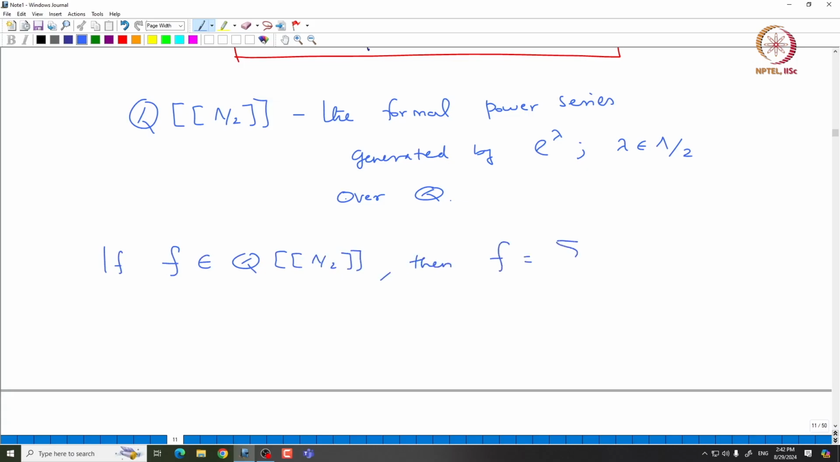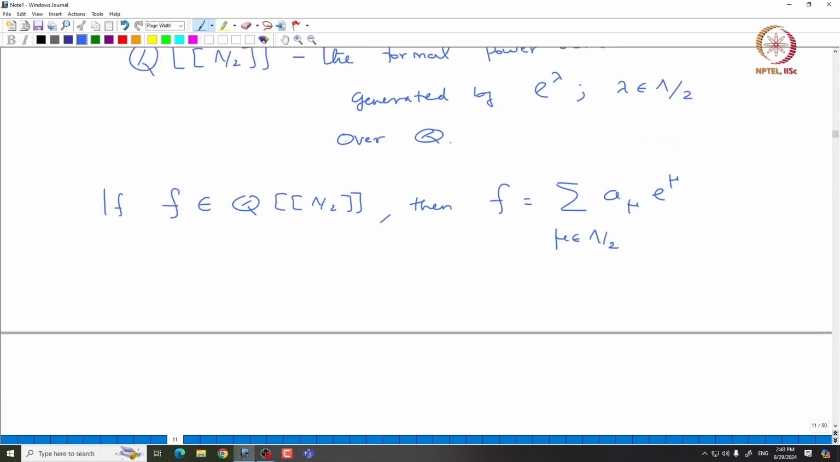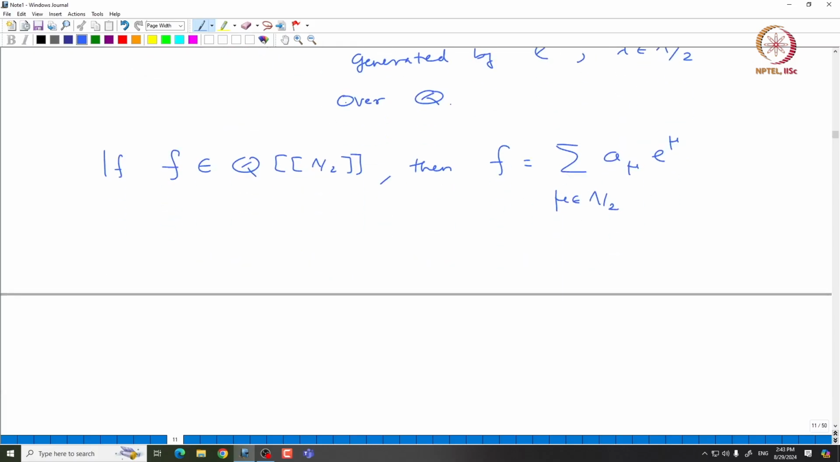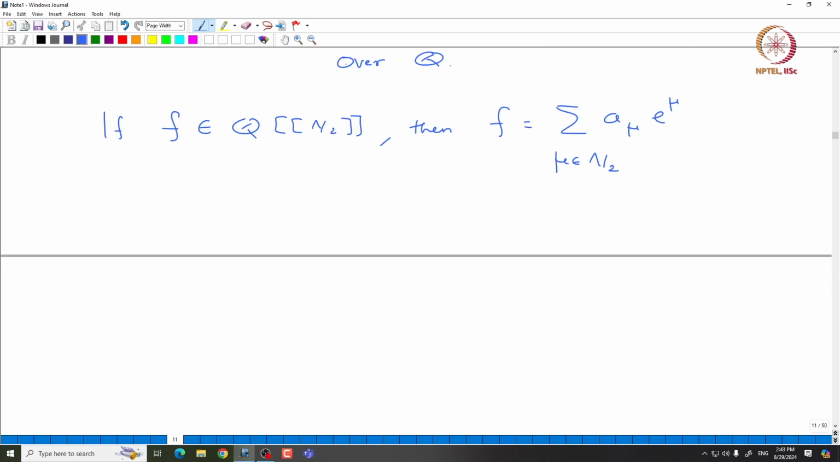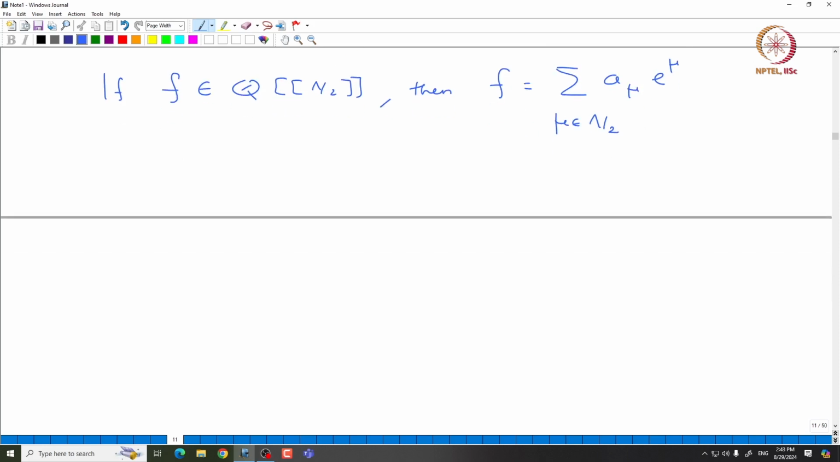then one can write this f as summation a_mu e power mu, where mu comes from lambda by 2. Note that lambda by 2 is actually a countable set, so we are talking about only the countable sum. This summation is treated as a formal power series. For example, if you are planning to add two power series, you just add them coefficient-wise. This e power mu coefficients you just add them.